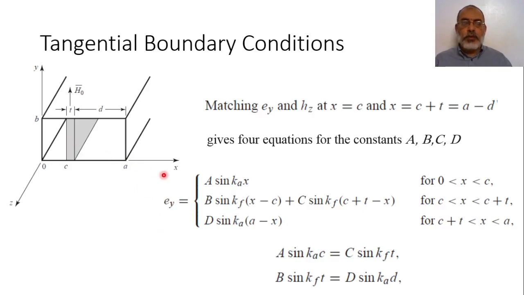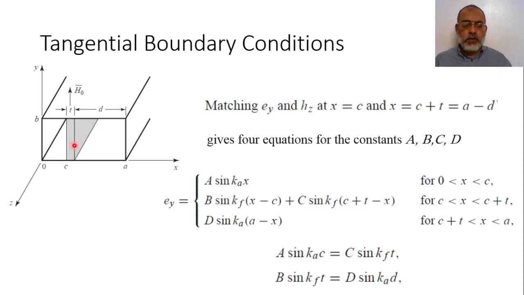and we said that to obtain the unknowns A, B, C, and D, it is required to apply the boundary conditions at the tangential boundaries between the air and the ferrite. So effectively, we have two boundaries: the boundary at x equals C and the boundary at x equals C plus T. Ey at x equals C from the side of the air equals Ey at x equals C from the side of the ferrite. In a similar way, Ey at x equals C plus T from the ferrite side equals Ey at x equals C plus T from the air side.